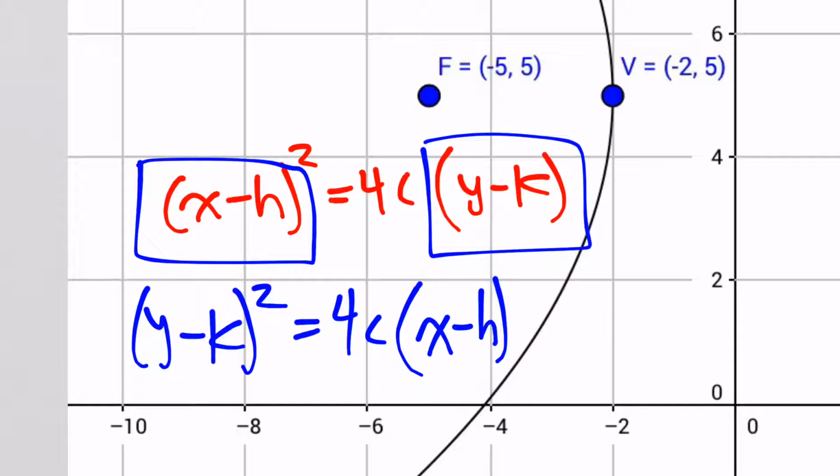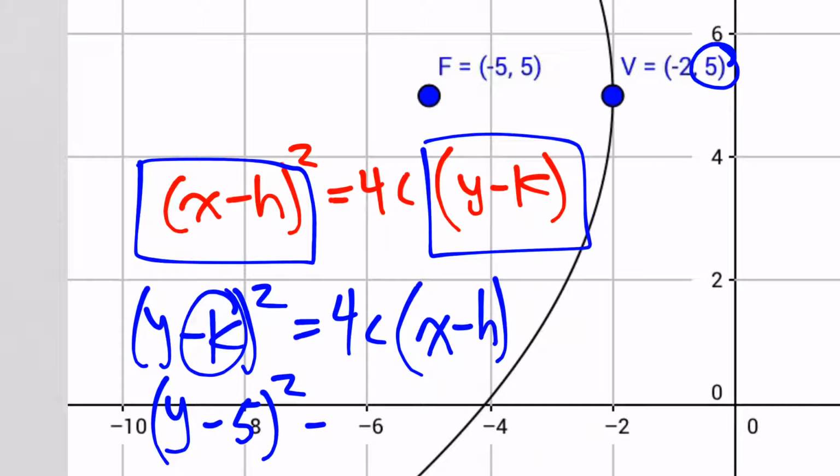What goes in our completed y square? Well, that has to be y something squared, y minus k. K is the y value of the vertex, which in this case is 5. So y minus 5 squared equals 4 times c. Again, c is the distance from the vertex to the focus.